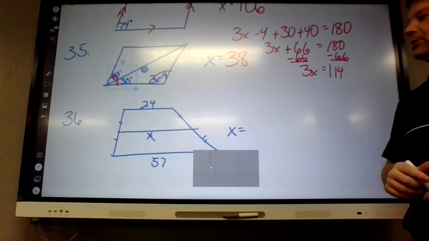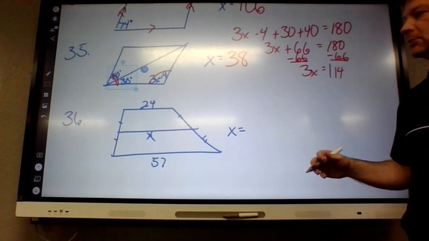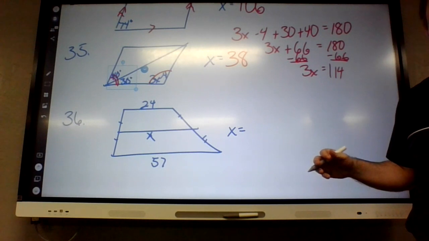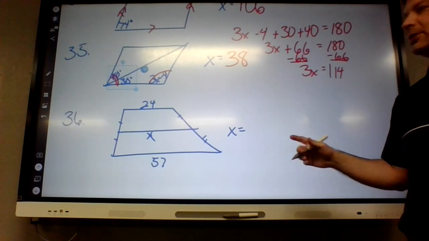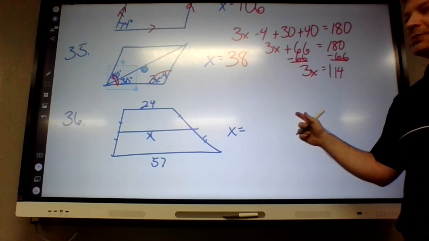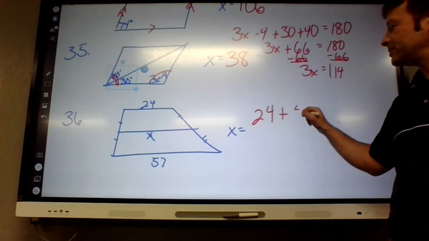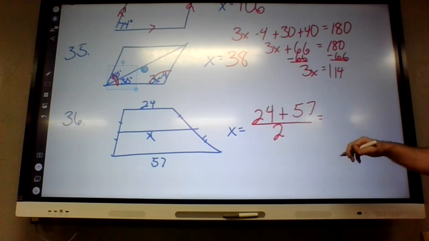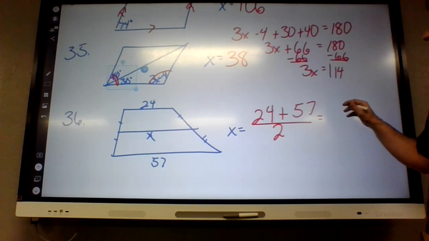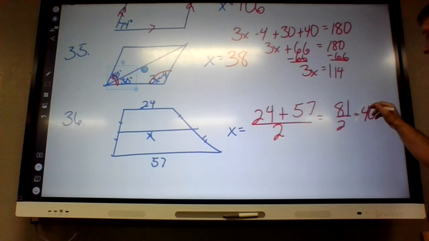Okay, how do we do 36? 57 minus 24. Chris, how do we do 36? Oh, add them together. Oh wait, you average. It's like the in between. Average, yes. 24 plus 57 divided by 2, which would be 81 divided by 2? 40.5.